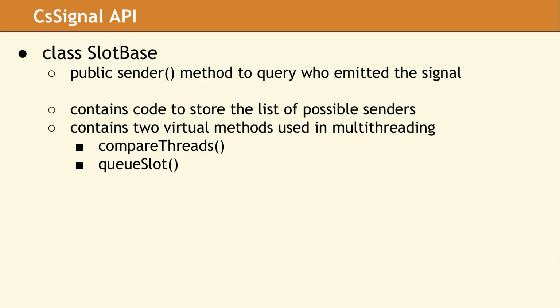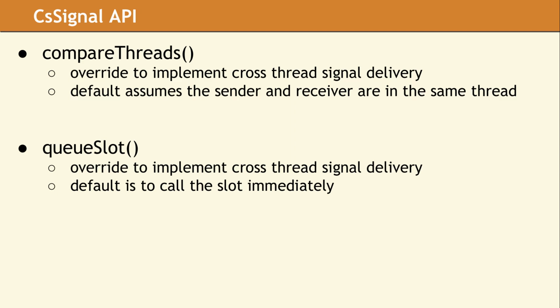The slot-based class provides one public method. Within a slot, you can call the sender method to find out which sender emitted the signal you are currently reacting to. There are also 2 virtual methods you can override to configure the multi-threading behavior of signals. In a multi-threaded environment, you will want to override the compareThreads method to return whether or not the sender and receiver are in different threads. You will also need to override the queueSlot method to provide a queuing mechanism so that the signal can be delivered in the receiver's thread.